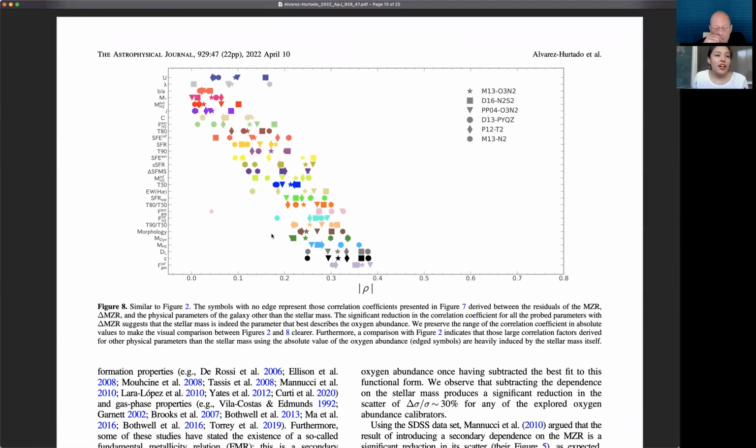In this figure, we find the new ranking of parameters. Once again, the main dependency of the oxygen abundance with the stellar mass has been completely removed for each calibrator. And what can we conclude from this figure? When we remove the main dependency on the stellar mass, the correlation coefficient between the residuals and all parameters decreases significantly. However, some parameters may have some secondary impact on shaping the oxygen abundance in star-forming galaxies.